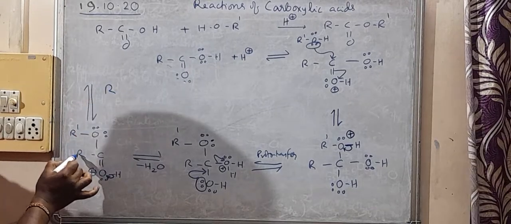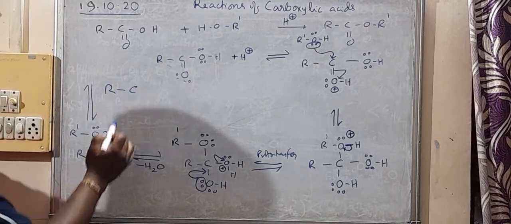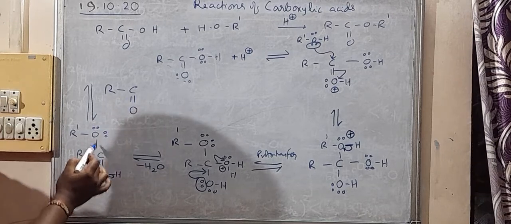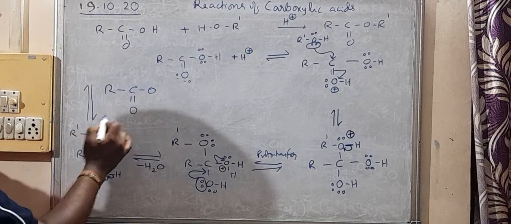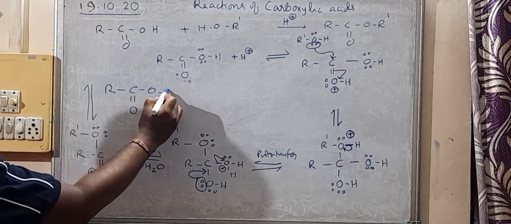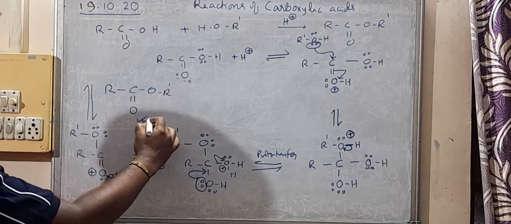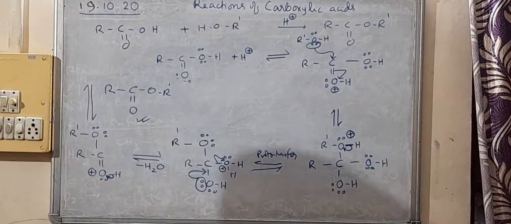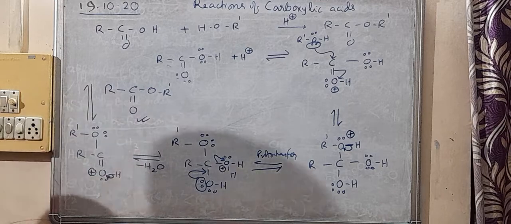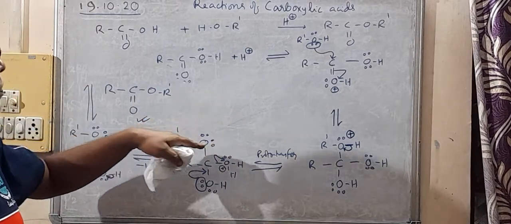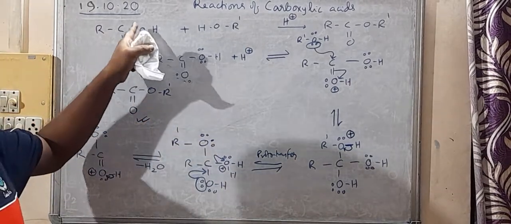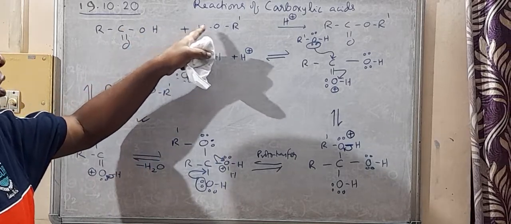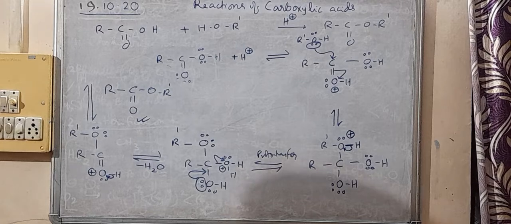I'm writing this one first, R, C, then double bond O. With this C is connected O, and then R dash. So this ester we are supposed to get. Okay, so this is the mechanism of esterification reaction, and this mechanism supports the fact that it is always OH of carboxylic acid and H of alcohol involved in the loss of water.